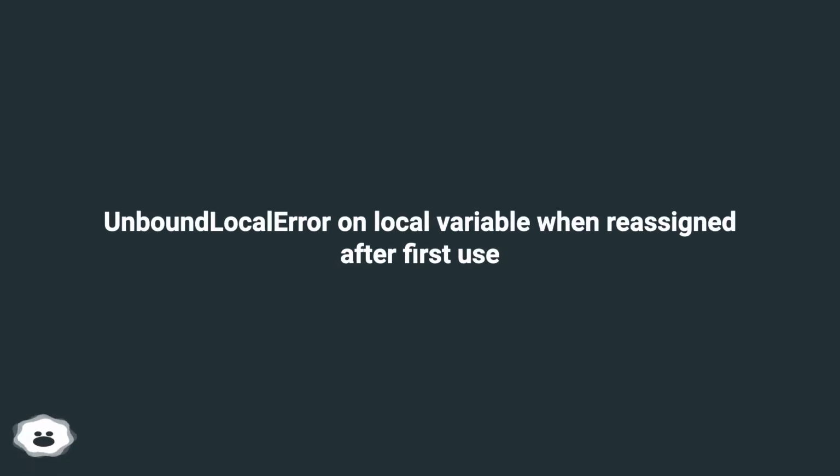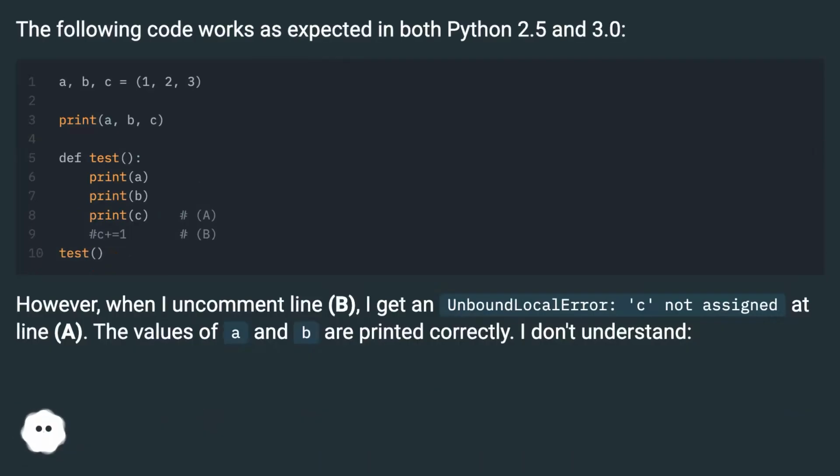Unbound local error on local variable when reassigned after first use. The following code works as expected in both Python 2.5 and 3.0. However, when I uncomment line B, I get an UnboundLocalError: local variable C referenced before assignment at line A. The values of A and B are printed correctly.